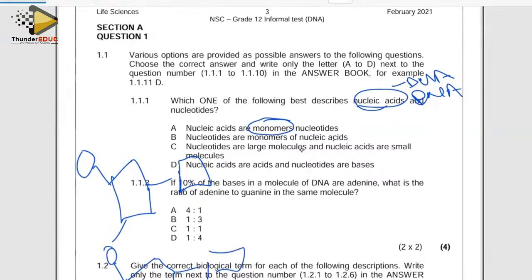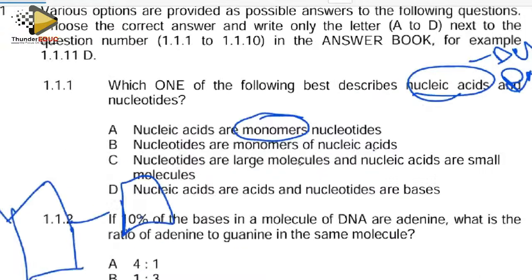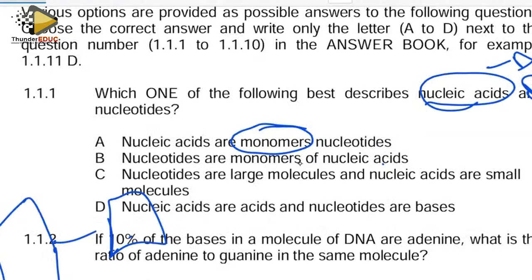you form what you call a nucleic acid. It can either be DNA or RNA, depending on which sugar. So here they're saying that nucleic acids are monomers of nucleotides? No. Nucleotides are monomers of nucleic acids, correct. But let's find out if there is a more correct answer.